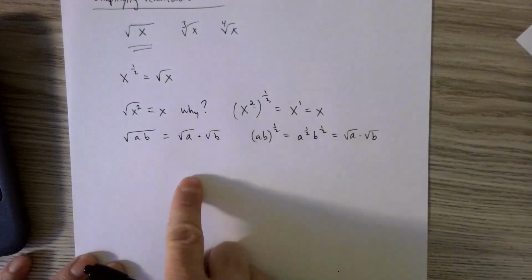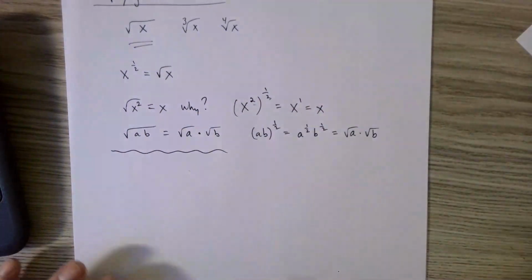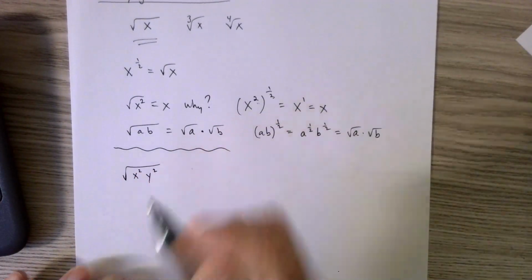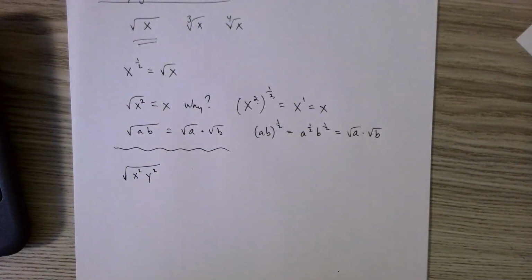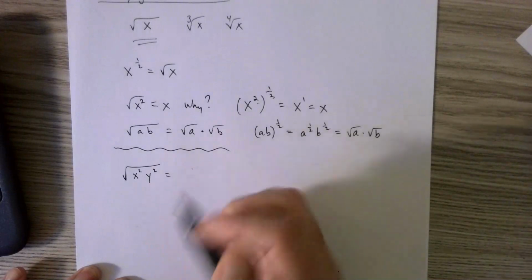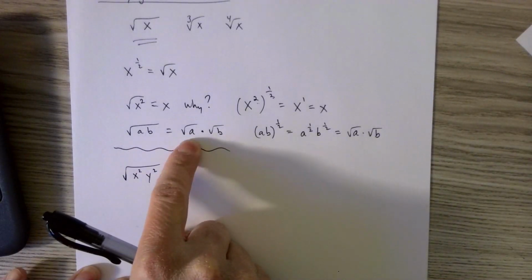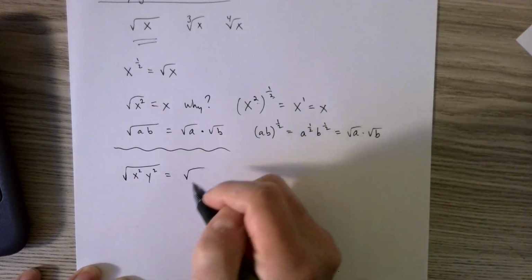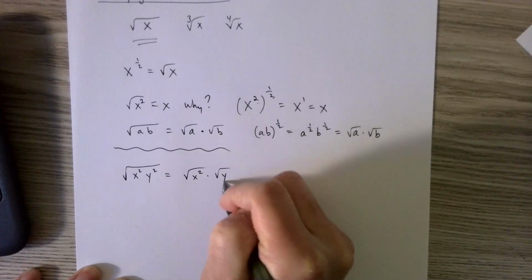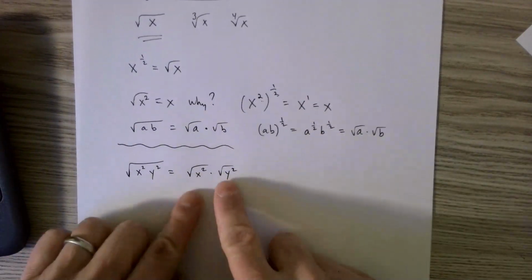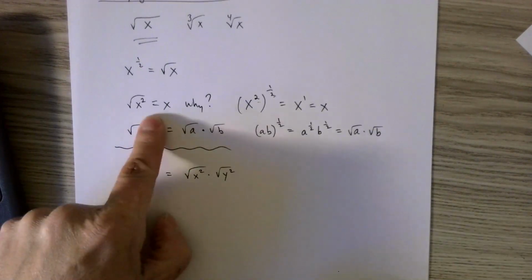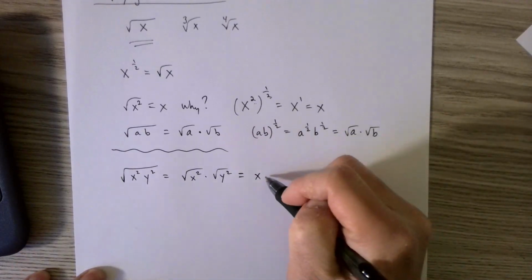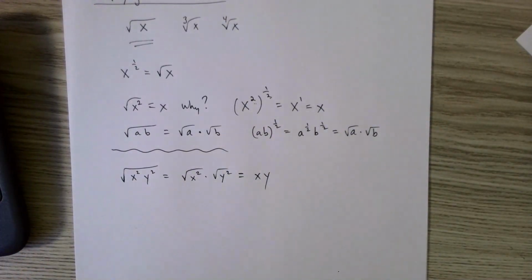Okay, so branching off of that, I can simplify more complicated things like square root of x squared y squared. Now using this rule, I know I can chop this radical up into a product of 2 different radicals, square root of x squared times square root of y squared. And then once I've done that, I can take each one individually. I know from here that this equals x and this equals y. So that ends up being x times y, xy.